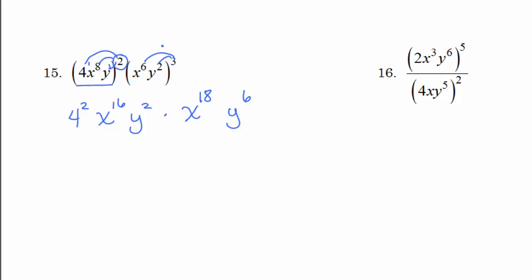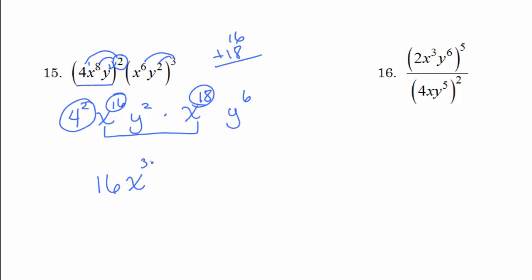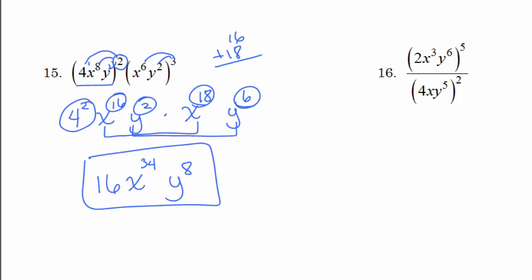Now I have some same bases to deal with. So what's 4 squared? 16. Put your x's together, keep your base, and add the exponents. I'm adding 16 plus 18 and getting 34. Keep my y's, and add those exponents, 8. All right, take it a step at a time.